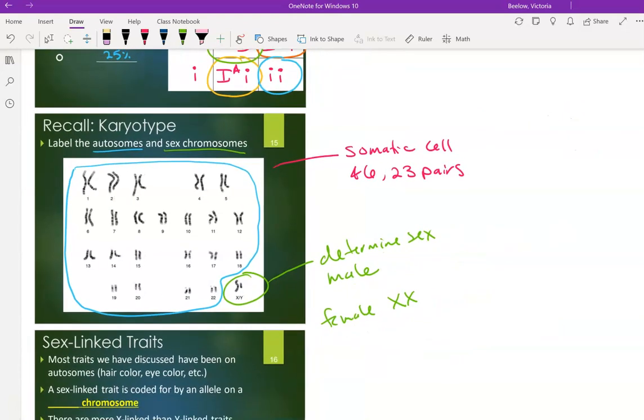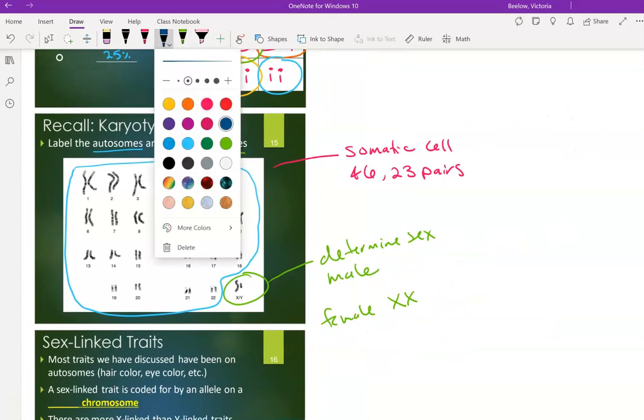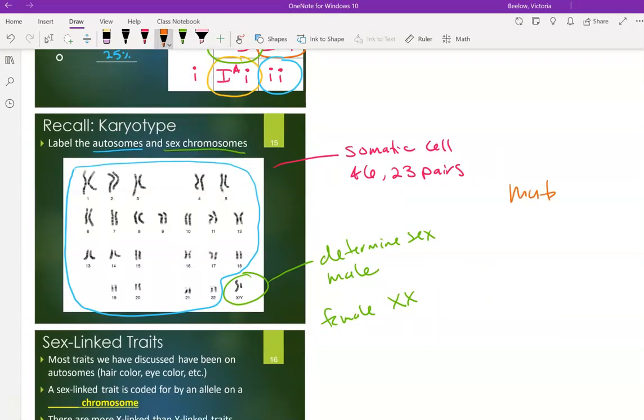And just be aware that there are mutations even when it comes to sex chromosomes. So there is XXY. This is Klinefelter syndrome. This is caused by a mutation during non-disjunction. So the person ends up with an extra copy, just like trisomy 21 Down syndrome has an extra copy of chromosome 21. This one's just an extra copy of chromosome X. So that's Klinefelter syndrome.